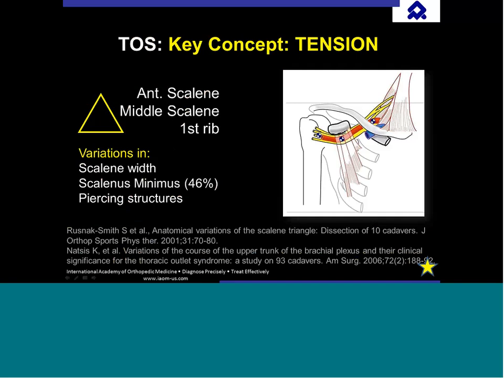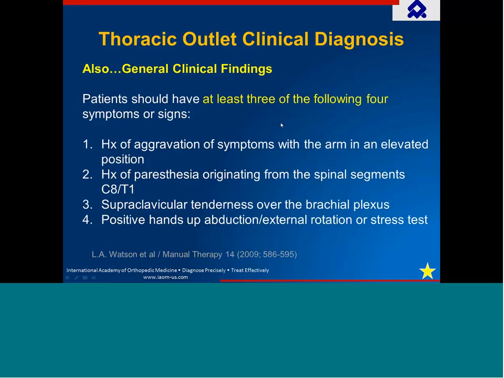But one key concept I want you to take away from here is that this neurovascular bundle has a pathway. And that pathway is, especially in the C8-T1 nerve root, has to come up from below the first rib, over the top of the first rib, under the coracoid process in the pectoralis minor, and then eventually down the arm. That is a circuitous route. And what can happen is we can get tension or compression in either of these areas.